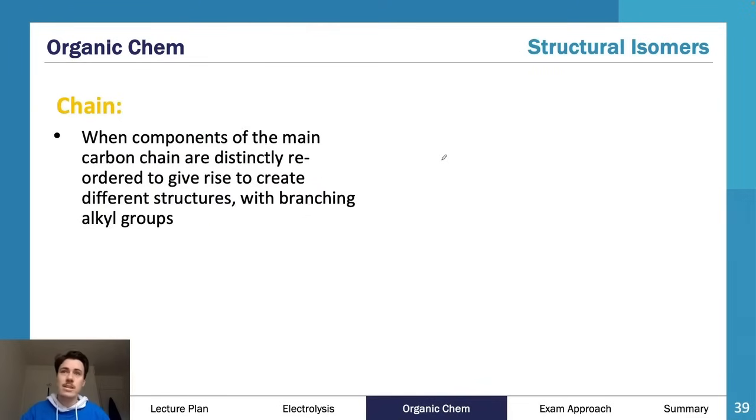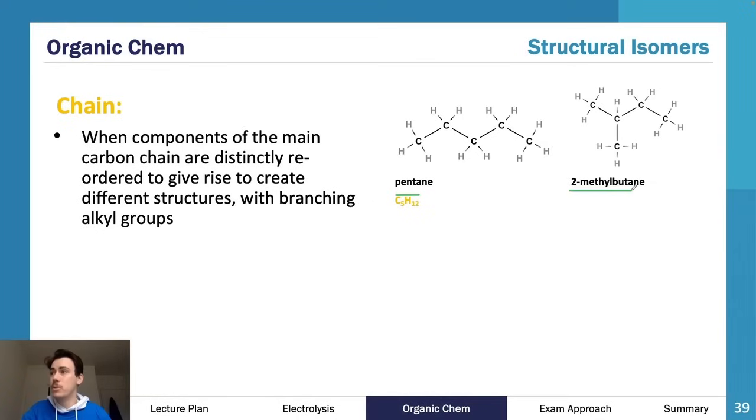So chain isomers are where the components of the main carbon chain are distinctly reordered to create a different structure with branching alkyl groups. So you go from pentane to 2-methylbutane. As you can see here, you have got C5H12, C5H12. You've got the same thing, but you've got a different molecule in terms of the chain. The chain has changed. This is not a position of something. You have changed the chain. So you've gone from pentane to butane with a methyl group. Really important.